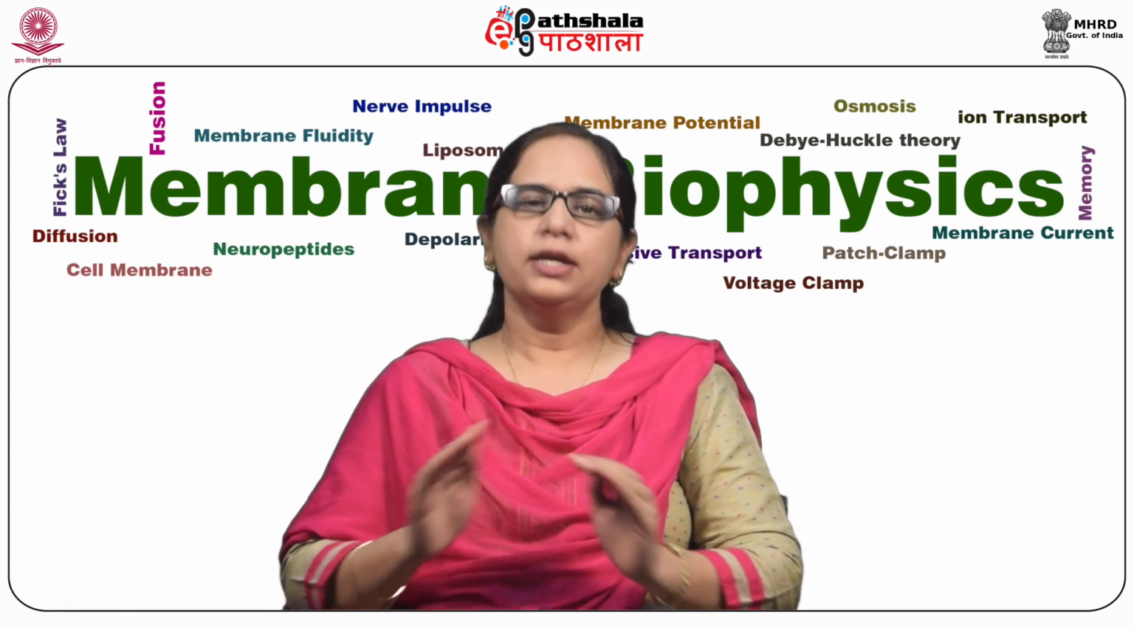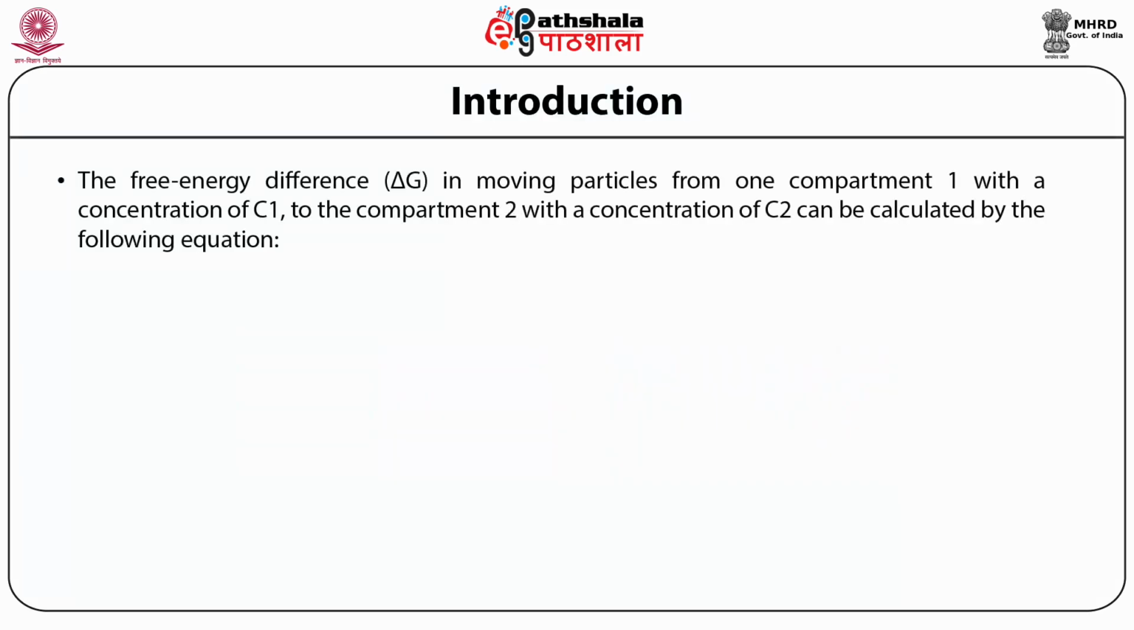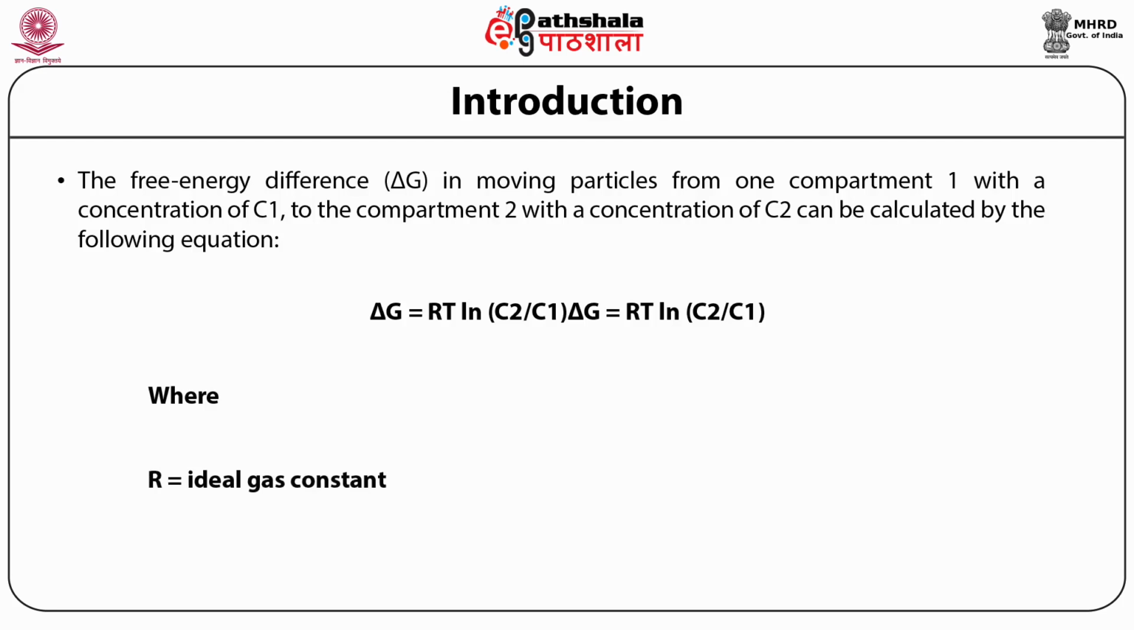To form a concentration gradient, the free energy difference, that is delta G, in moving particles from one compartment with a concentration of C1 to compartment 2 with the concentration of C2 can be calculated by the following equation: delta G is equal to RT ln C2 divided by C1, that is equal to 2.303 RT log 10 C2 divided by C1, where R is equal to the real gas constant and T is equal to temperature in Kelvin.